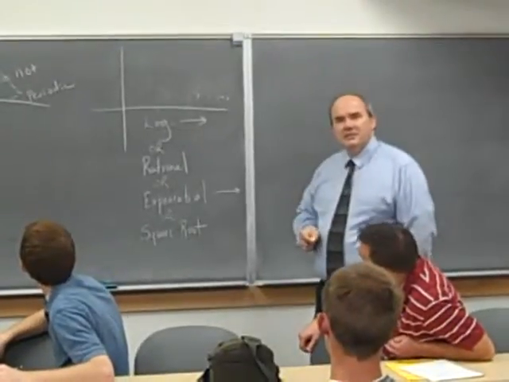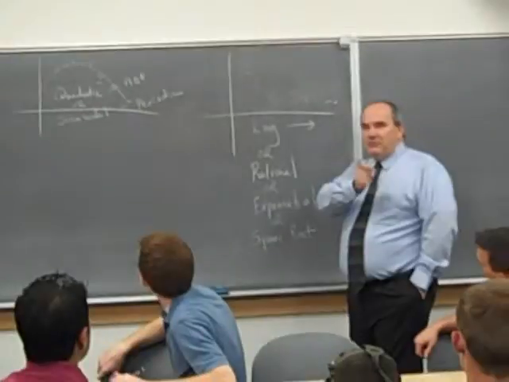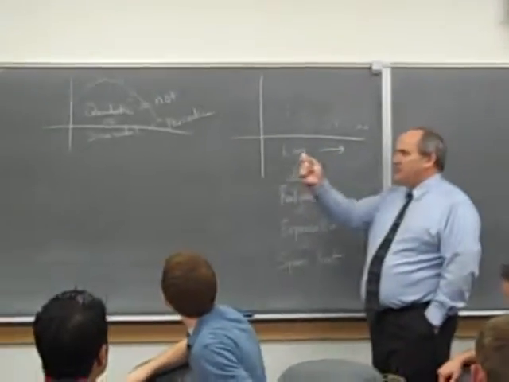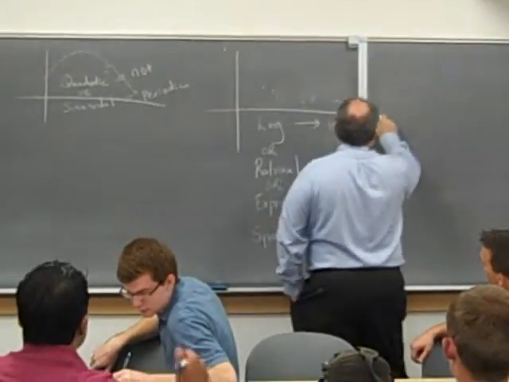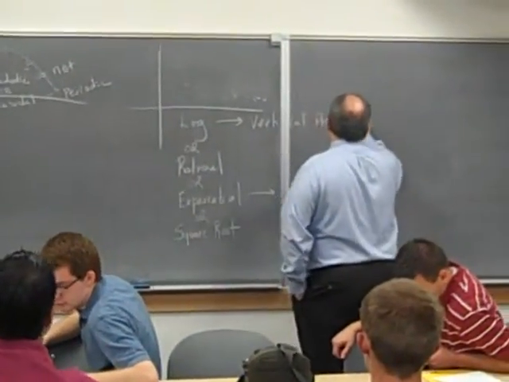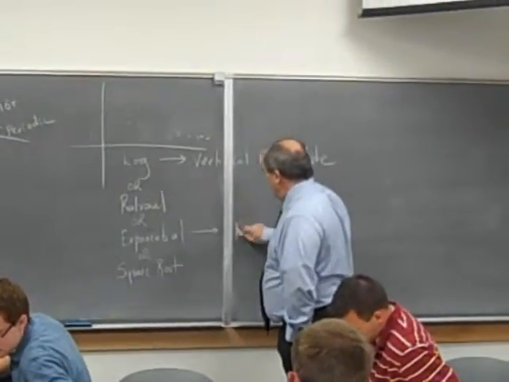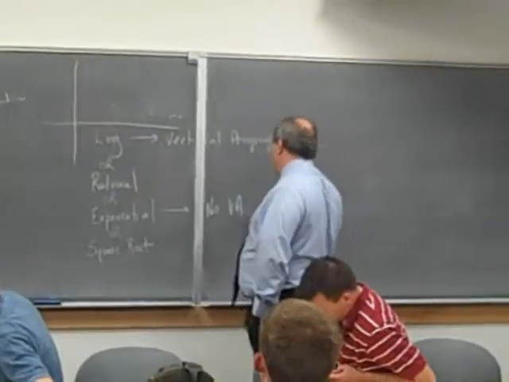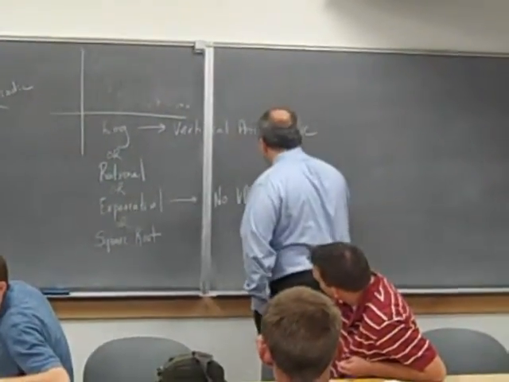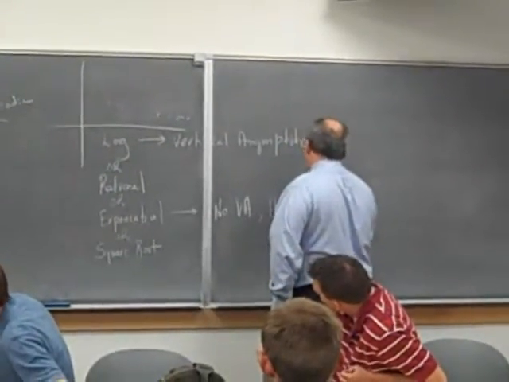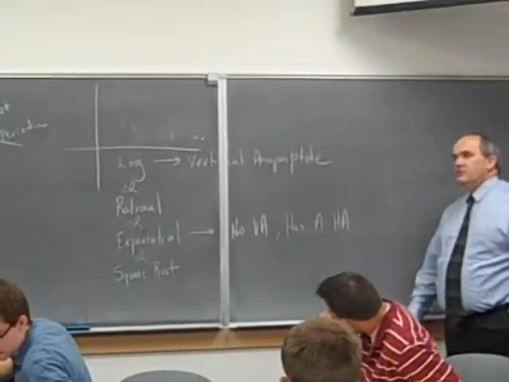Because that's bad. Yes, it is bad, and if we put a really specific name on bad, somebody said it, it has a vertical asymptote. Whereas an exponential has no vertical asymptote, however, an exponential has what? A horizontal asymptote, which we will abbreviate to HA.